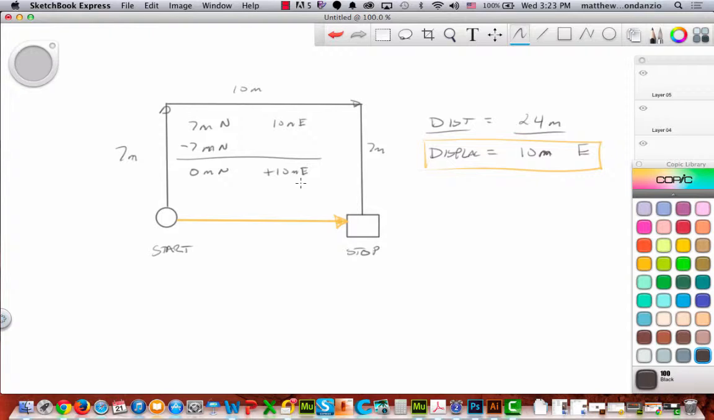A more traditional mathematical and physical approach is to not use north, east, and west, but to use what? Positive and negative. Positive, negative what? X and Y. X direction, Y direction. That way you don't have to worry about north and south. So you're really saying 7 meters positive in the Y direction, 10 meters positive in the X direction, negative 7 meters in the Y direction, and then 0 meters in the X direction.